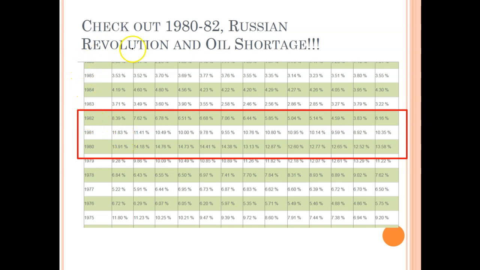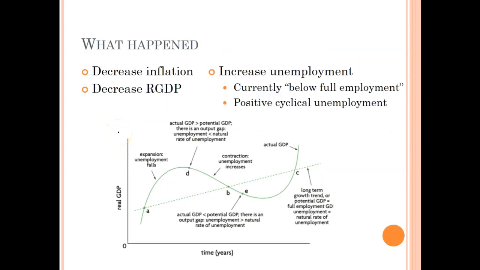Okay. And we can look at this. So in 1980-82, during the Iranian Revolution, there's an oil shortage, and so we saw prices going up in the United States. Because oil got more expensive, that was a supply shock to the system, and we definitely see that happening here. So what happened? There was a decrease in real GDP, increase in unemployment, currently below full employment, positive cyclical unemployment.